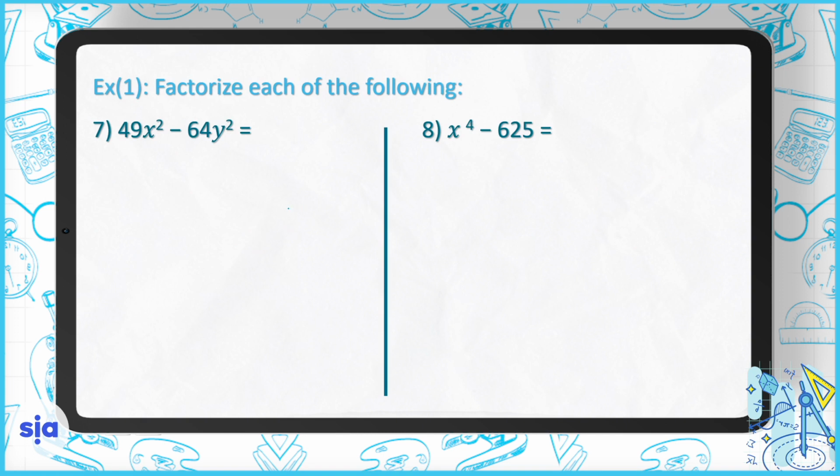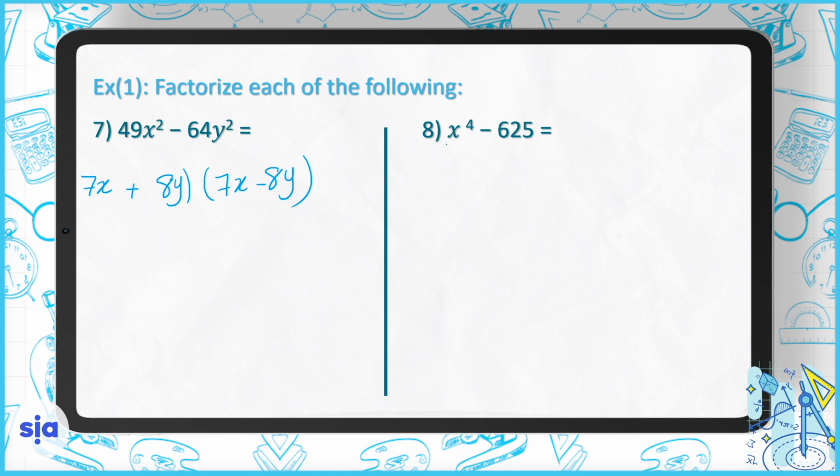Question 7. The square root of 49x squared is 7x. The square root of 64y squared is 8y. So one bracket positive between them and the other bracket minus between them.